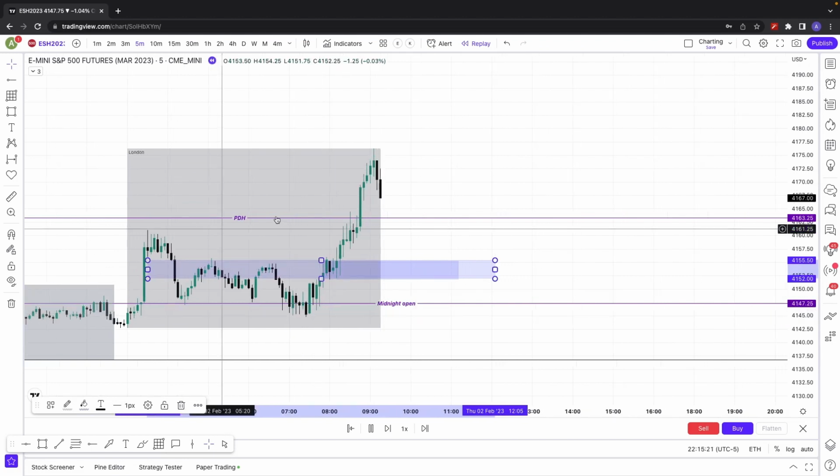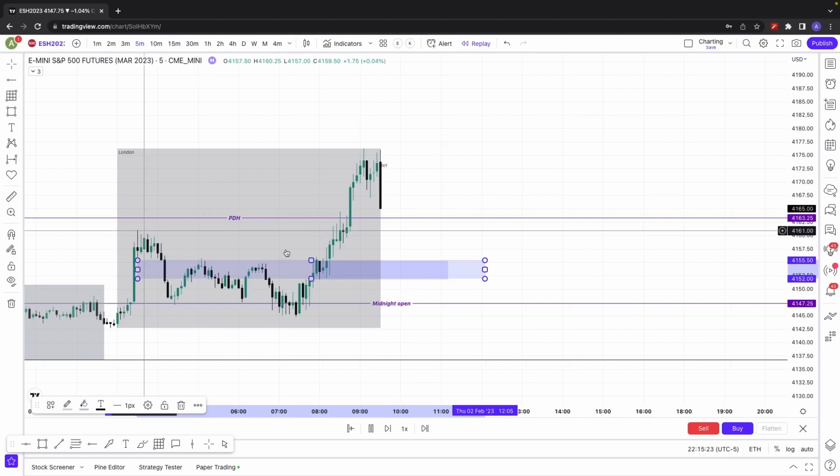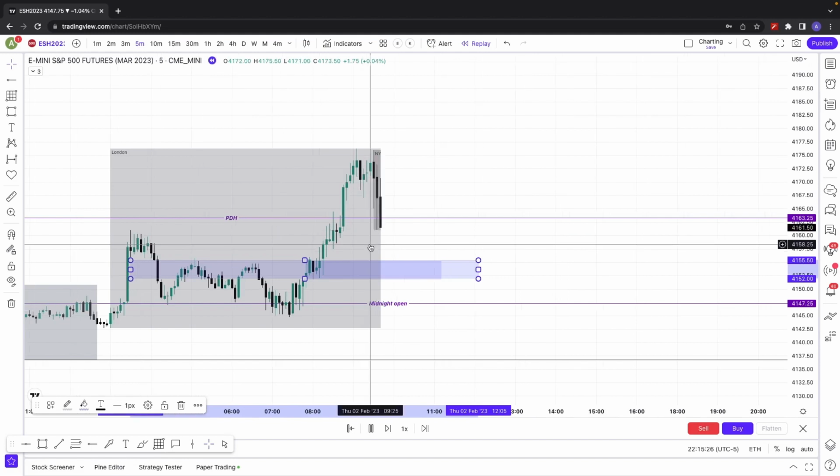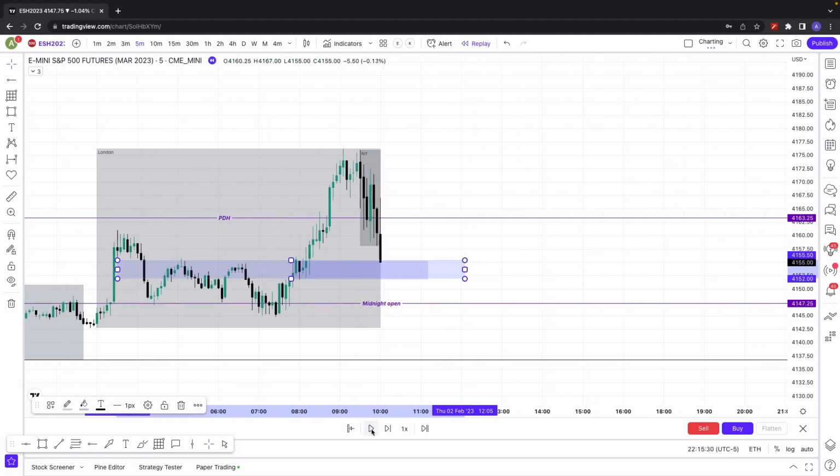Nice move up, taking out the previous day high and these highs right here. Okay. So this BPR that we had, price stayed very flat through Asia, comes up into London, but still kind of has this taking out some buy side liquidity and then moving down and then moving below the midnight open. And then what do we see? It takes out these buy stops right here and it takes out the previous day high.